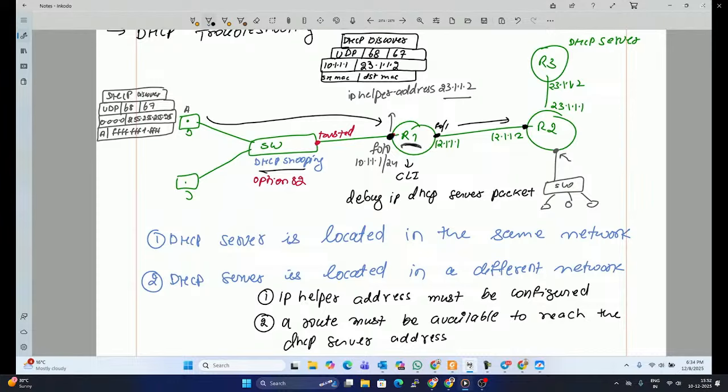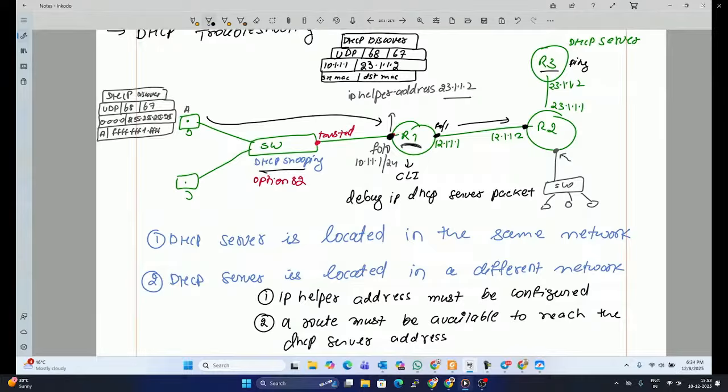But the question is, let's say the router is R3 and we are requesting an IP address from it. How can this router check for duplicates, guys? Any guesses? How does a router check for duplicates when the client is located in a different network? Because ARP can't be sent. You can't send an ARP request. So in this case, what does this router do? This router will send a ping request.